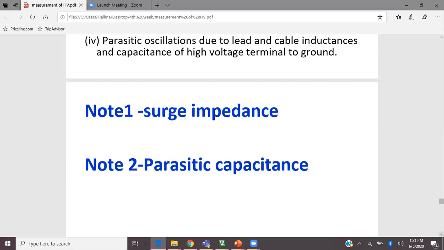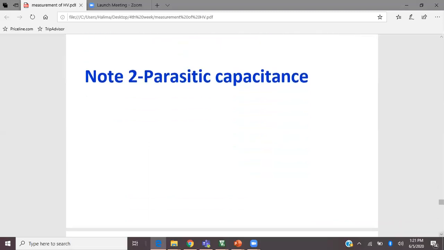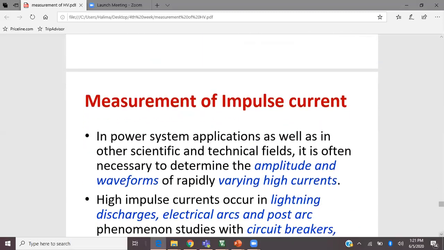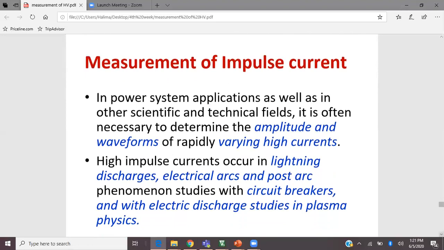So power system applications, as well as in other scientific and technical fields, it is often necessary to determine the amplitude and waveform of rapidly varying high currents. High impulse currents occur in lightning discharges, electric arcs, and the post-arc phenomena studied with circuit breakers, and with electric discharge studies in the plasma field.